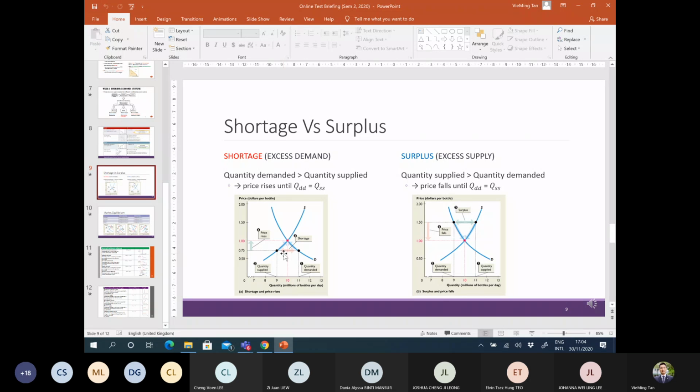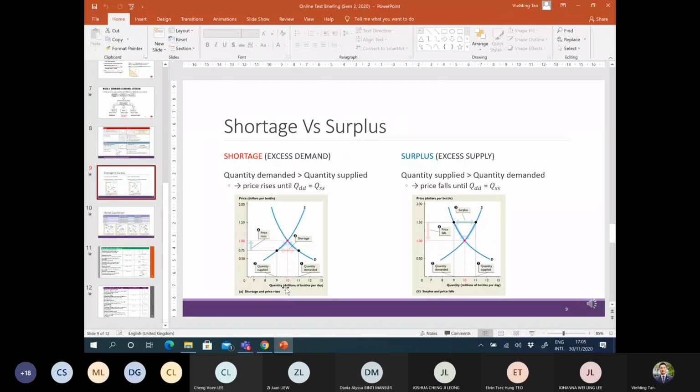If that has happened, then usually the market mechanism, that means the demand and supply, will force the price of the product to increase. The price of the product will increase continuously until the quantity demanded and quantity supplied intersect at this point. This point is called the market equilibrium point. At this point, the market equilibrium price is $1, and the equilibrium quantity is equal to 10 million.